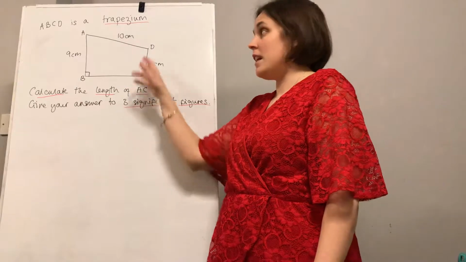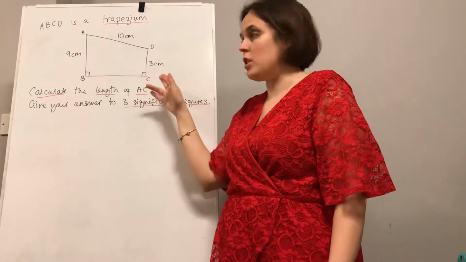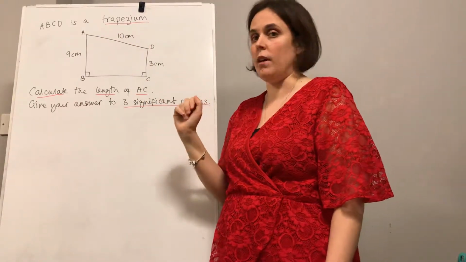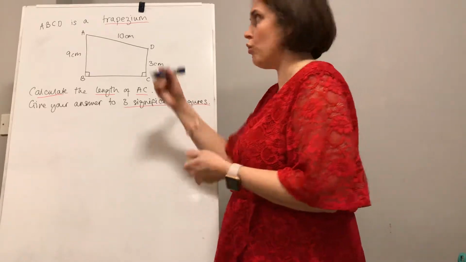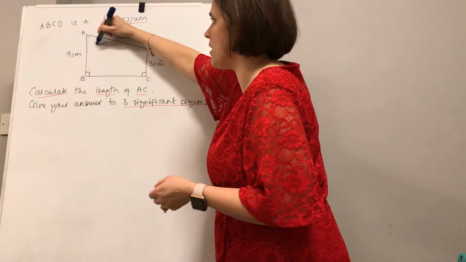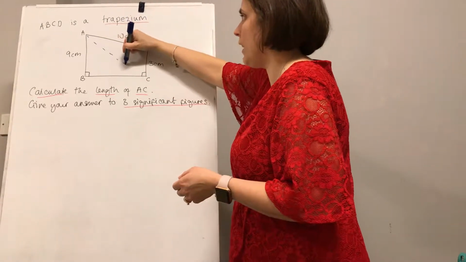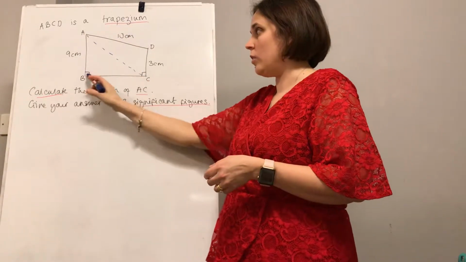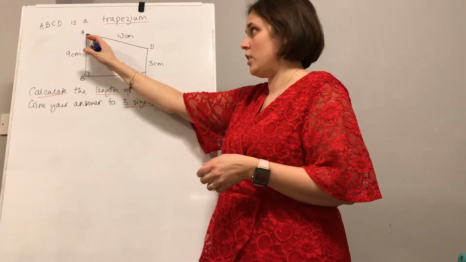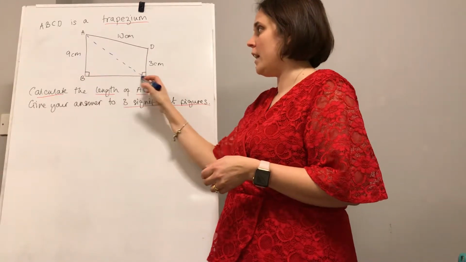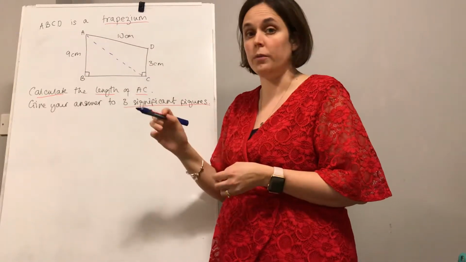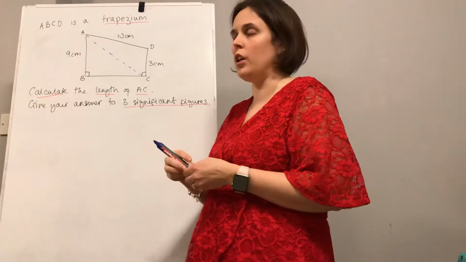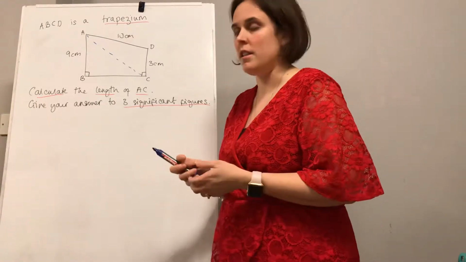Now, the length AC is not actually a length which is labelled on the diagram. So the first thing I would do is draw it in so you can see where it is. So if we draw the line AC in, we can actually see it's the diagonal of the shape, and more than that, it actually makes a right angled triangle. And there's your first clue that it's about Pythagoras' theorem.